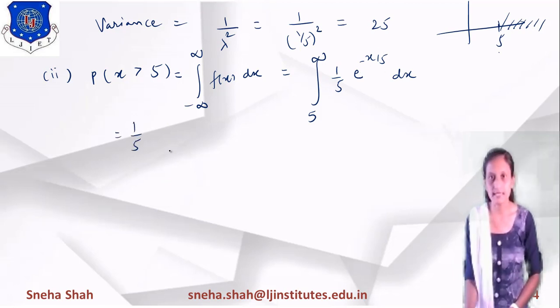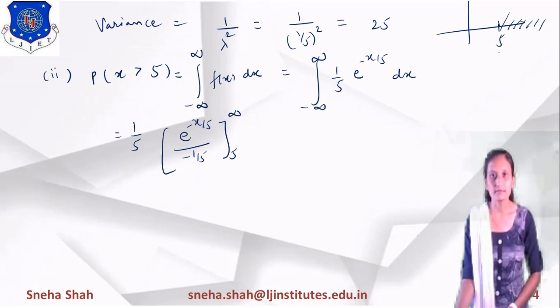What is the integration of e raised to minus x by 5? Its value is e raised to minus x by 5 upon minus 1 by 5, with limits 5 to infinity. If I am simplifying this, what will be the term? e raised to minus infinity minus e raised to minus 5 by 5, upon minus 1 by 5, right?